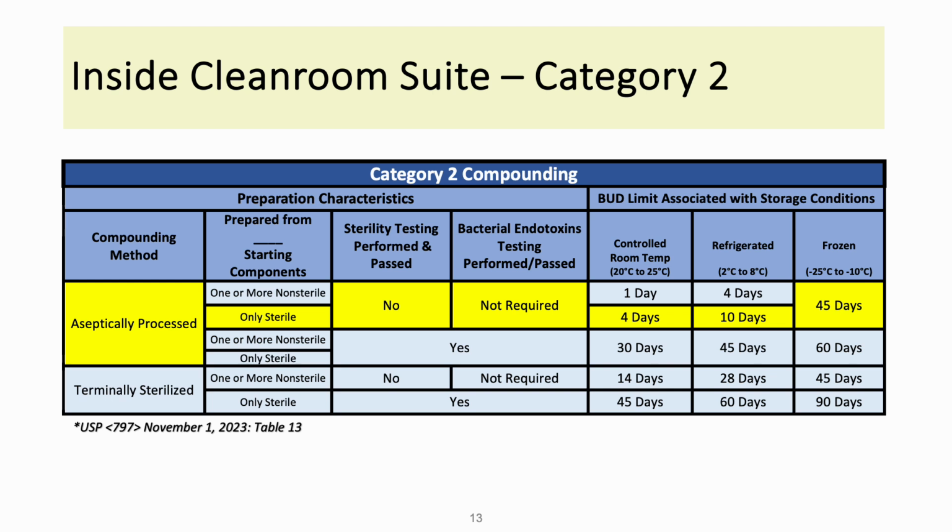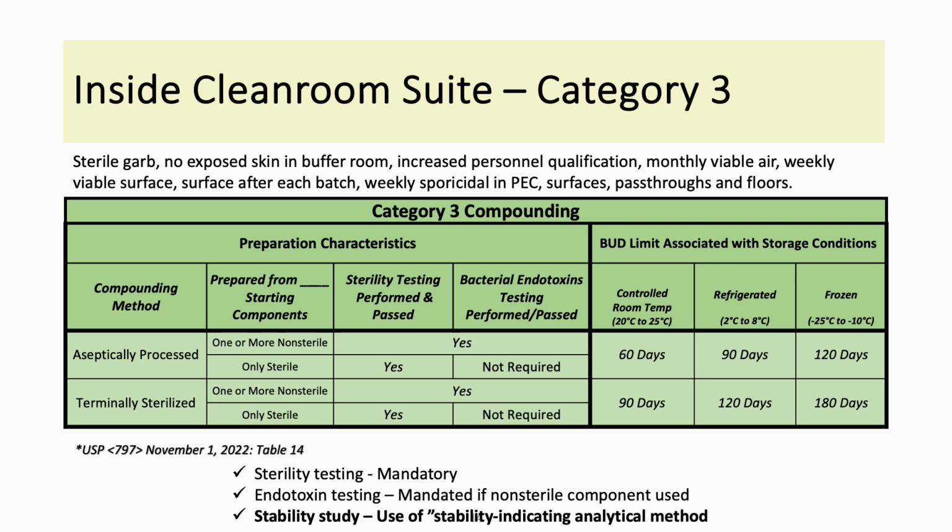This slide shows the beyond use date in yellow that most Category 2 hospital pharmacies will be assigning. The reason for this is because we usually aseptically process only sterile ingredients, and we don't really do any kind of sterility testing or bacterial endotoxin testing. Therefore, we'll be able to assign a beyond use date of 4 days at room temperature, 10 days under refrigeration, and 45 days frozen.